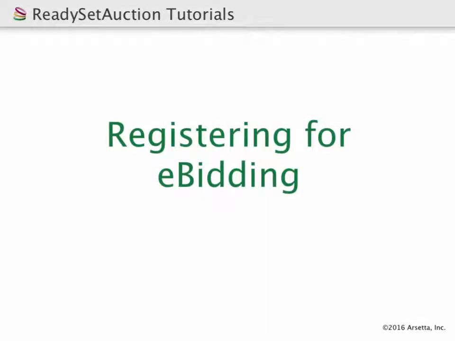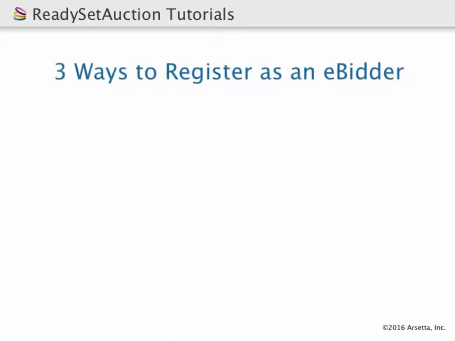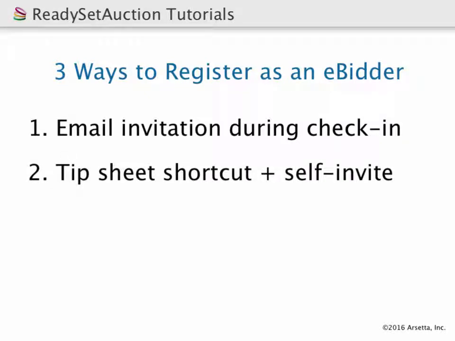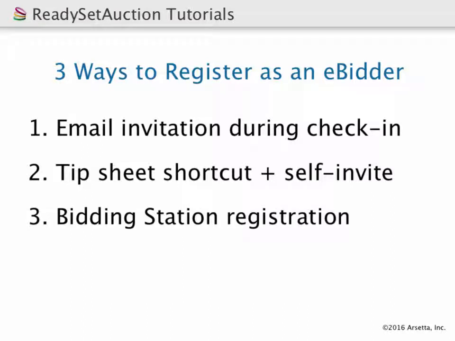To bid on and buy items in your online catalog, a guest needs to set up an eBidder account. The guest can do this in several ways: by clicking the link in the invitation that was emailed to him at check-in, by using the shortcut on the eBidder tip sheet to access your event website and initiate an invitation to himself, and on a bidding station. We'll review methods 1 and 2 in this video. You'll find instructions for bidding station registration in the video entitled How Bidding Stations Work.